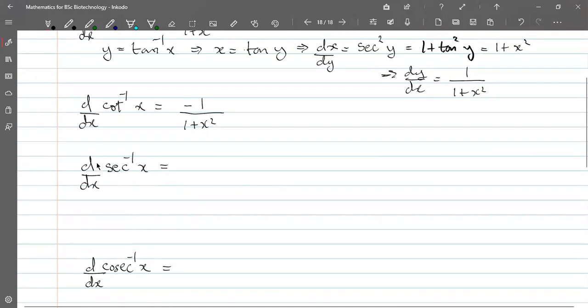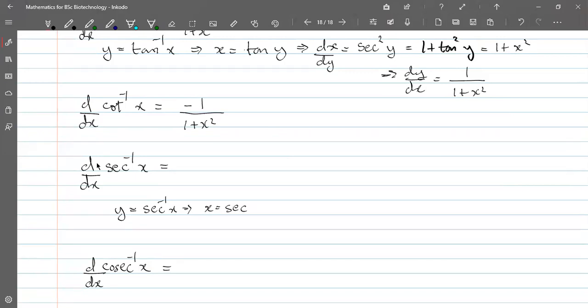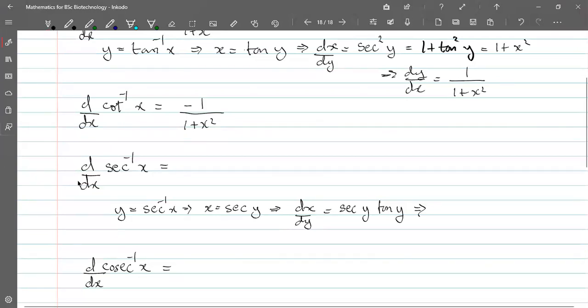But you have to first find the derivative of secant inverse x. So again we take y equal to secant inverse x, so that x is equal to secant y, and therefore dx upon dy. And what is the derivative of secant theta? Secant theta tan theta. So here you get secant y tan y. Okay, now we need to write this in terms of x. So this secant y is just x itself, so you don't have to do any additional conversion. Secant y is exactly x.